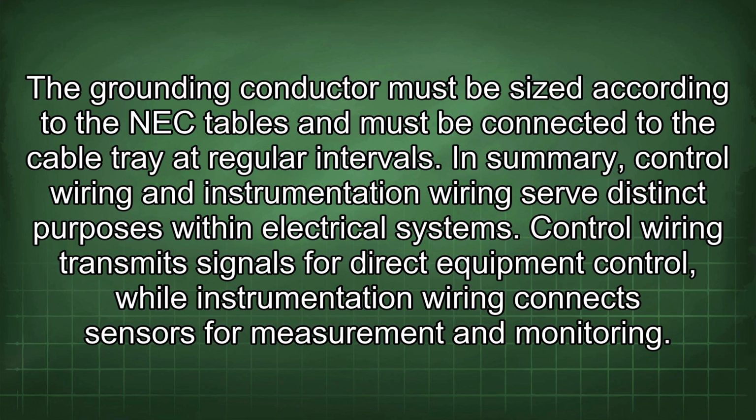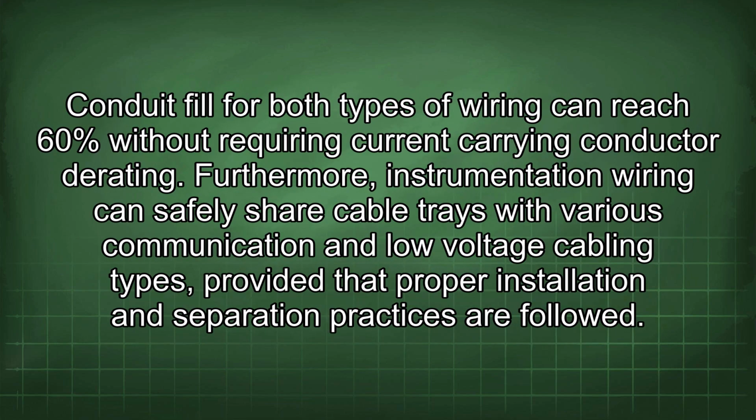In summary, control wiring and instrumentation wiring serve distinct purposes within electrical systems. Control wiring transmits signals for direct equipment control, while instrumentation wiring connects sensors for measurement and monitoring. Conduit fill for both types of wiring can reach 60% without requiring current-carrying conductor derating. Furthermore, instrumentation wiring can safely share cable trays with various communication and low-voltage cabling types, provided that proper installation and separation practices are followed.